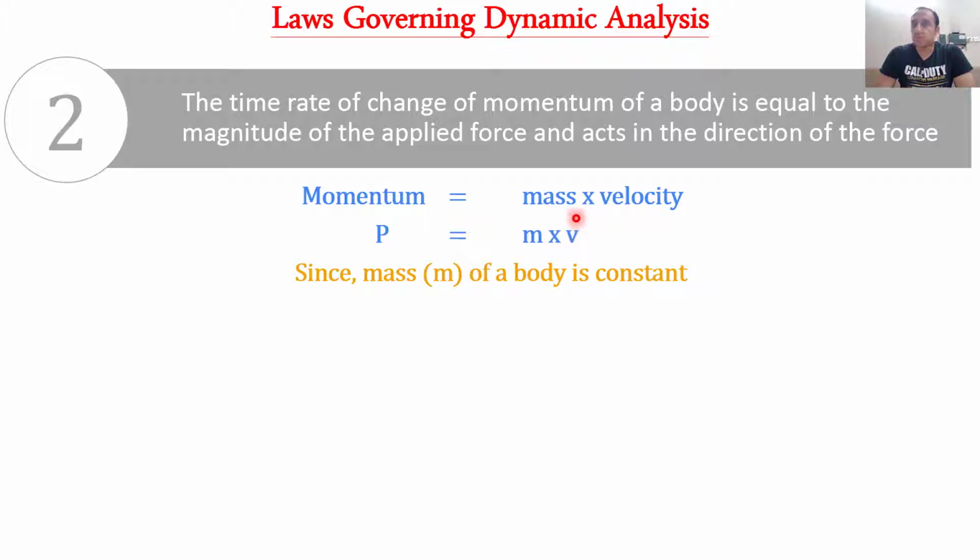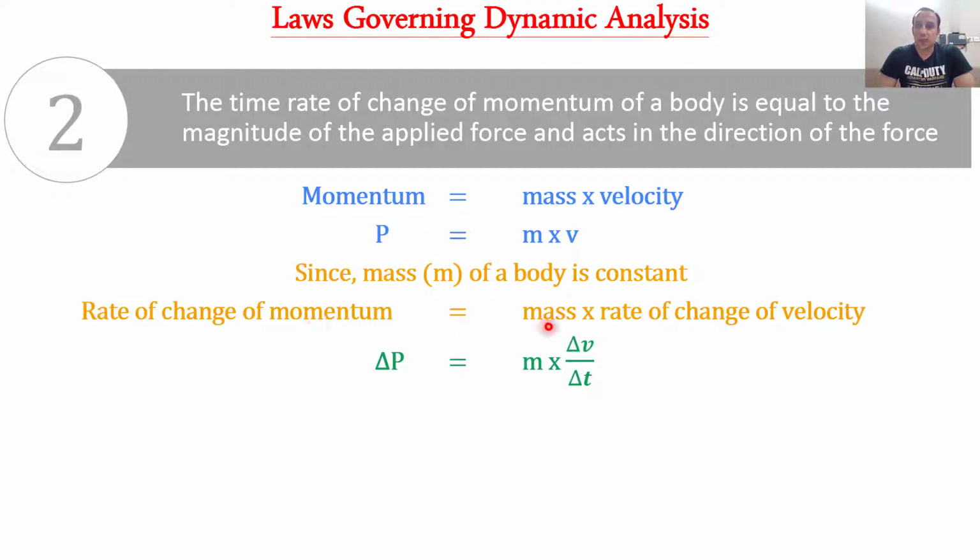So if the velocity is changing with respect to time, what will happen? The momentum will change with respect to time, which means we will get the time rate of change of momentum. So the rate of change of momentum is equal to mass multiplied by the rate of change of velocity. We can write it like this: delta P, which is the time rate of change of momentum, is equal to mass multiplied by the time rate of change of velocity. And what is this time rate of change of velocity equal to? This will be equal to the acceleration. Since we are talking about linear velocity, we will get linear acceleration, because the time rate of change of linear velocity is equal to linear acceleration.